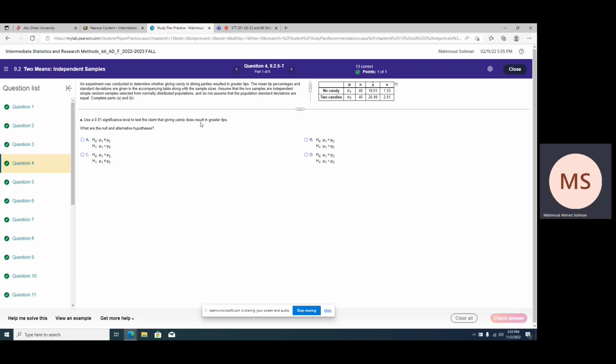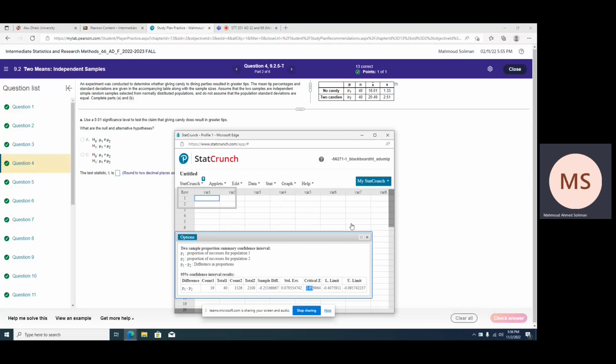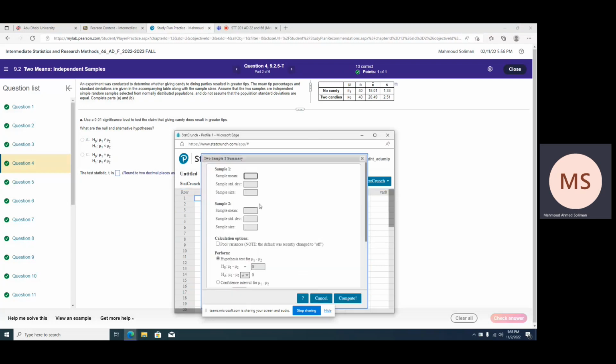We have the claim here. It says giving candy does result in greater tips, and giving candy is mu2. So mu2 is more than mu1. Okay, next we have the test statistic. So we have mu1, mu2, and we don't have the population standard deviation. So what we'll do is t-stats to sample summary.